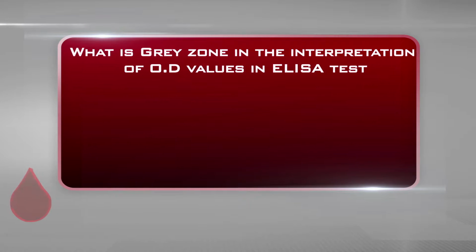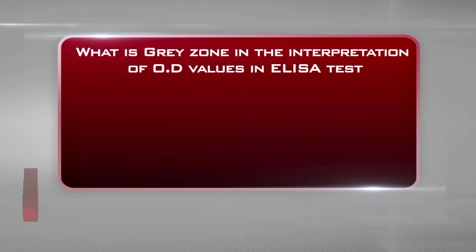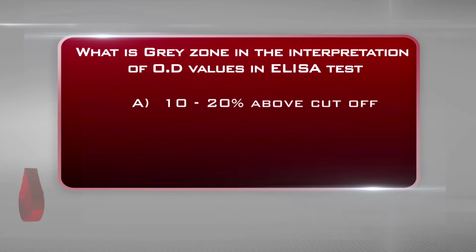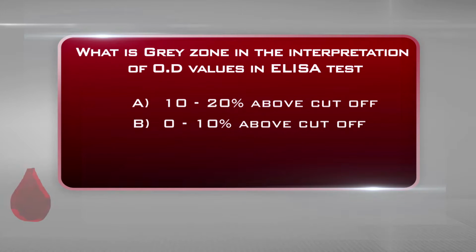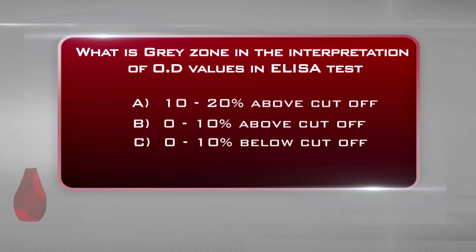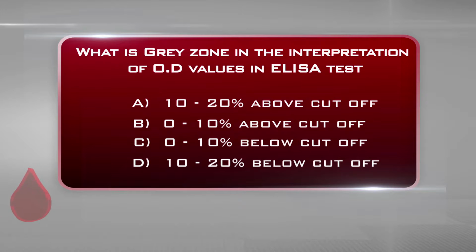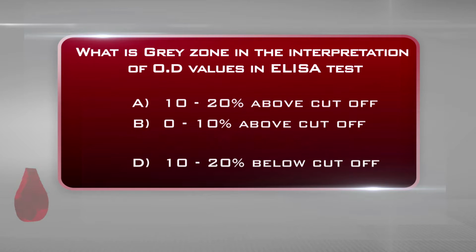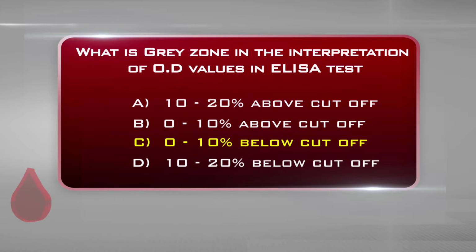What is the gray zone in the interpretation of OD values in the ELISA test? A. 10 to 20% above cutoff. B. 0 to 10% above cutoff. C. 0 to 10% below cutoff. D. 10 to 20% below cutoff. Yes, the correct answer is C. 0 to 10% below cutoff.